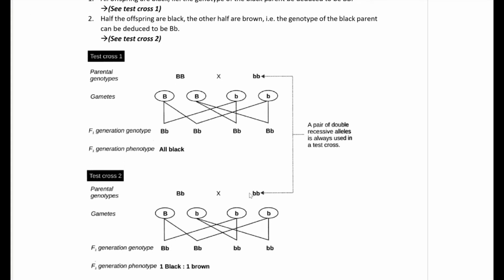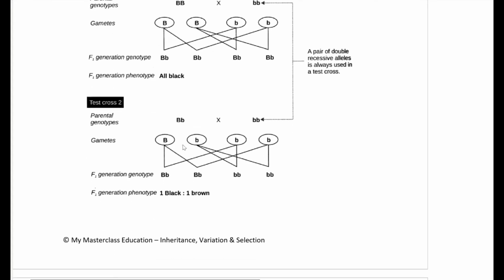So there are 2 scenarios here. If that particular black guinea pig is homozygous dominant, then the offspring will all be black. But if that particular guinea pig is heterozygous dominant, then I will have at least some brown. Of course, the offspring will not have a complete 1:1 ratio, half black and half brown, because again it is a small sample. So as long as you see at least 1 brown offspring, that particular black guinea pig is definitely heterozygous.